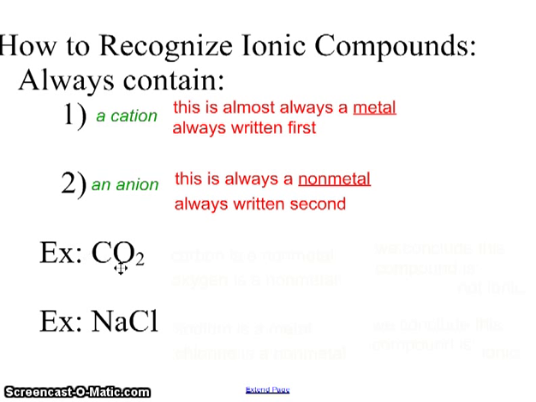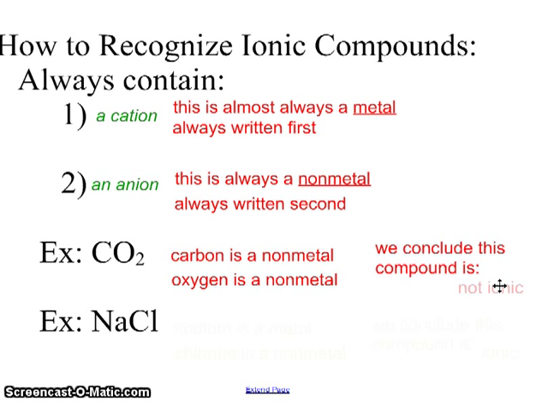So if I showed you CO2 and I asked you, is this compound ionic? Well, you'd have to look at these elements on the periodic table and decide, are they metals or are they nonmetals? If you look up carbon and oxygen on the periodic table, they're going to be found in the upper right corner, making them both classified as nonmetals. So from this, we would conclude that this compound is not ionic. We're going to find out in the following chapter that this substance is indeed covalent.